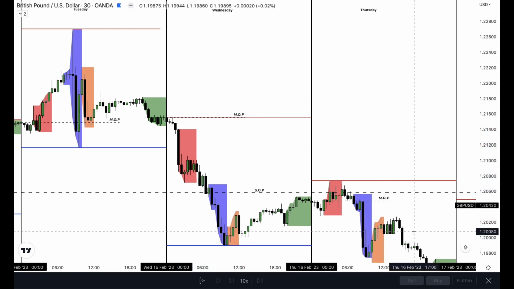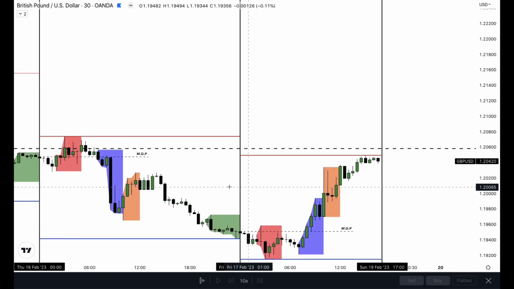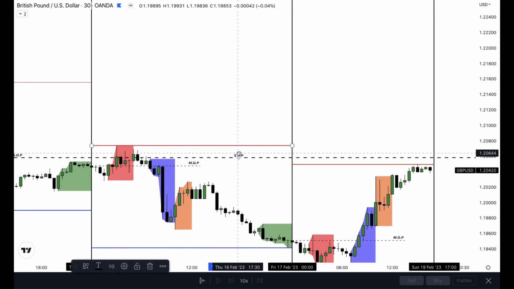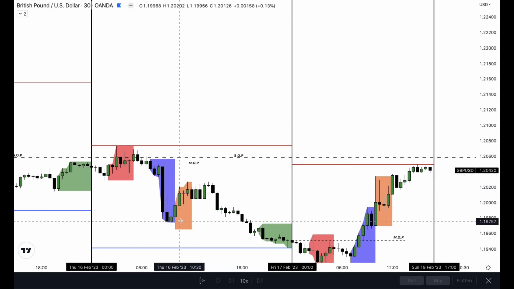If we look at Thursday, we can see the same thing is occurring as well. So this is SOP, so we don't forget. We can see London close is below midnight opening price and Sunday's opening price. There is a small reversal that occurs here. So there's an opportunity to squeeze a couple more pips out of the market.